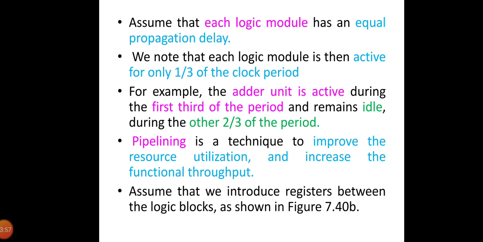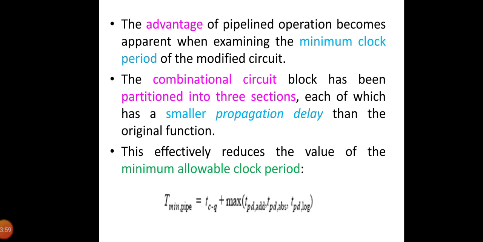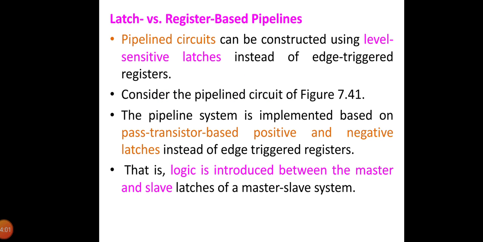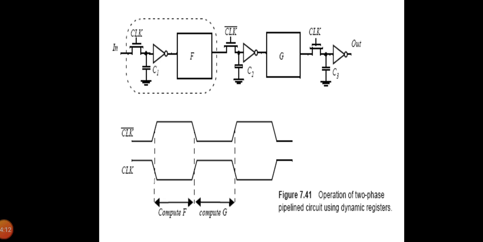Now let us focus on latch versus register based pipelines. Pipeline circuits can be constructed by using level sensitive latches instead of edge triggered registers. Now you can consider this circuit where the pipeline system is implemented using pass transistor based positive and negative latches instead of edge triggered registers. That is, logic is introduced between the master and slave of the master slave system.